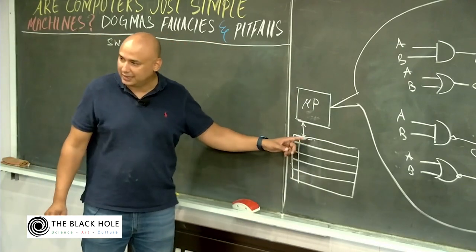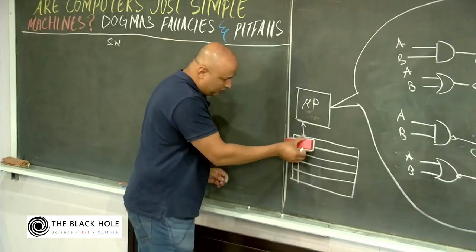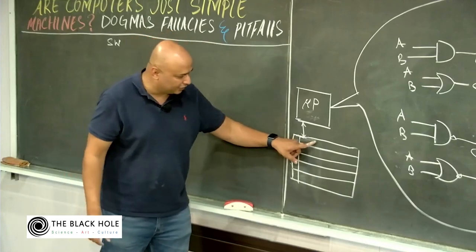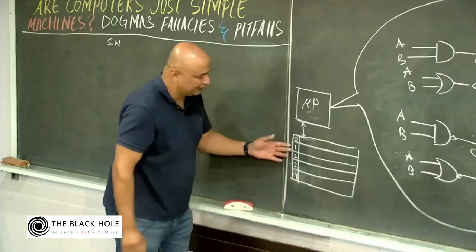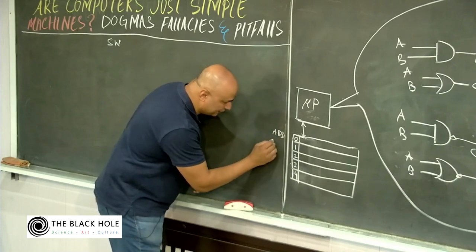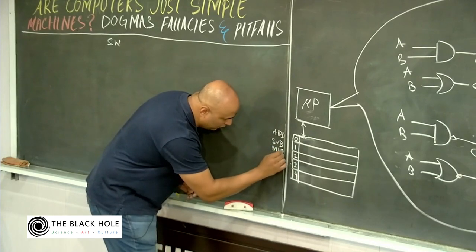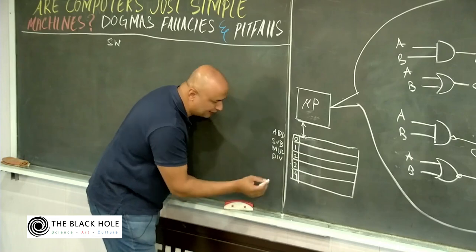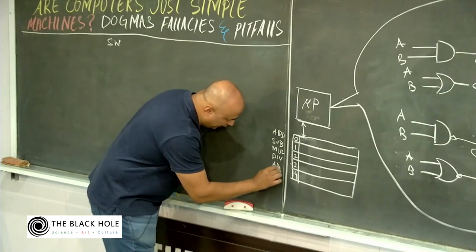So these instructions, let's say there's an add instruction here. This is 0, 1, 2, 3, 4. Let's say it has 5 instructions. The first instruction would be, I can say add. And then this is subtract, SUB. Mul, div, and let's say logical AND instruction.